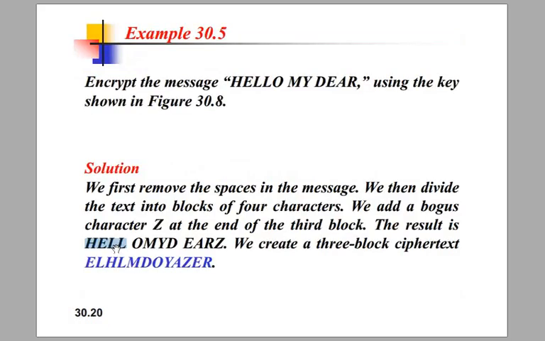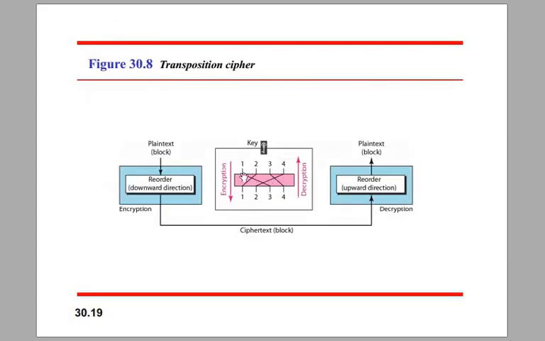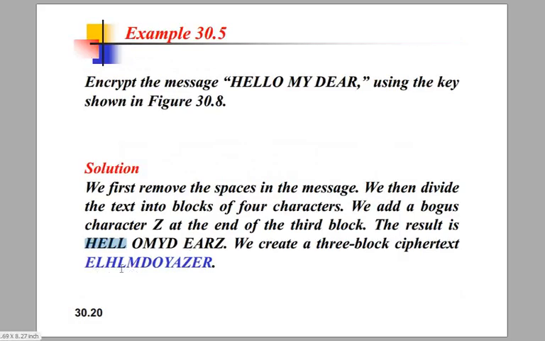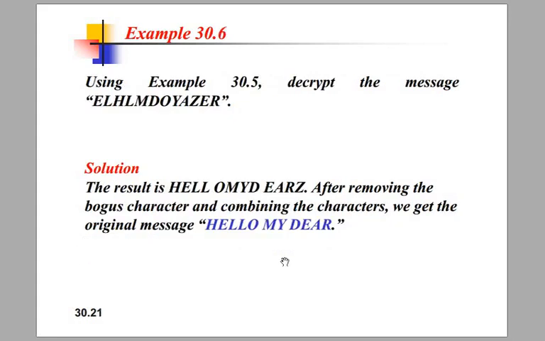If we put HELL here, then H will go to the third place, E will come to the first place, then the second L will go to the fourth place, and the first L will go to the second place, right? So we get ELHL, and the rest are done in the same fashion. In the next round we send OMYD, and in the last round we send EARZ, and we easily obtain the output. Fine. Now the reverse can also be done the same way.